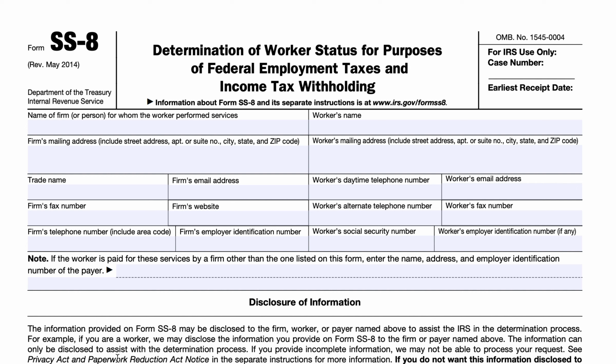Conversely, an independent contractor has to do all of this themselves. They get money from this company or this firm that they work for. They've got to sit down and do their own income tax withholding. They've got to figure out how they're going to get that payment to the IRS throughout the course of the year so that they can avoid underwithholding penalties.